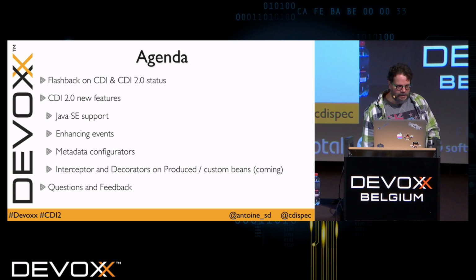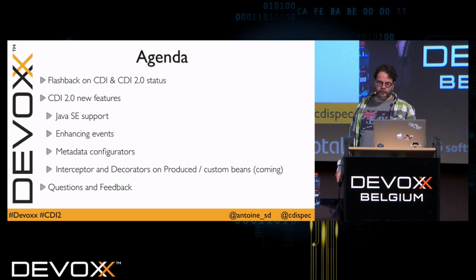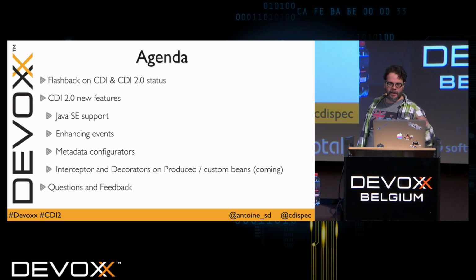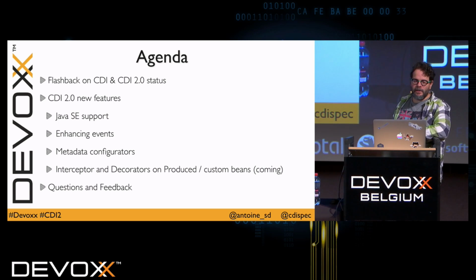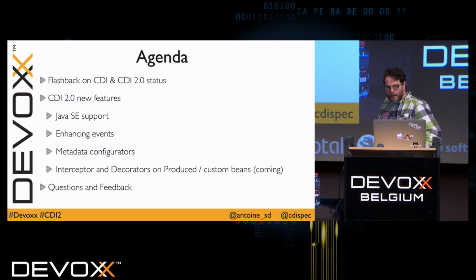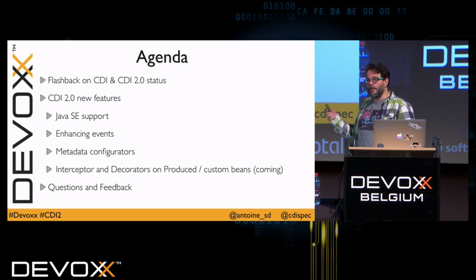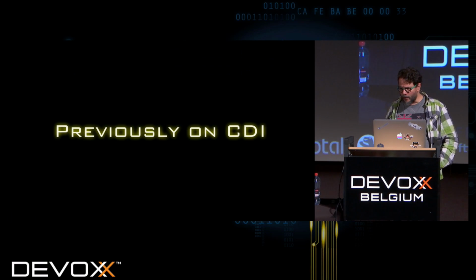So, what is the topic of this morning? I'll start with a fast flashback on CDI and the CDI 2 status right now, and we will enter the important stuff, reviewing a few major features that we added to CDI 2. Mainly the Java SE support and other things. You will see that. And after that, if you have a question and if you want to discuss the next step after CDI 2, I'll be glad to talk with you and answer your questions.